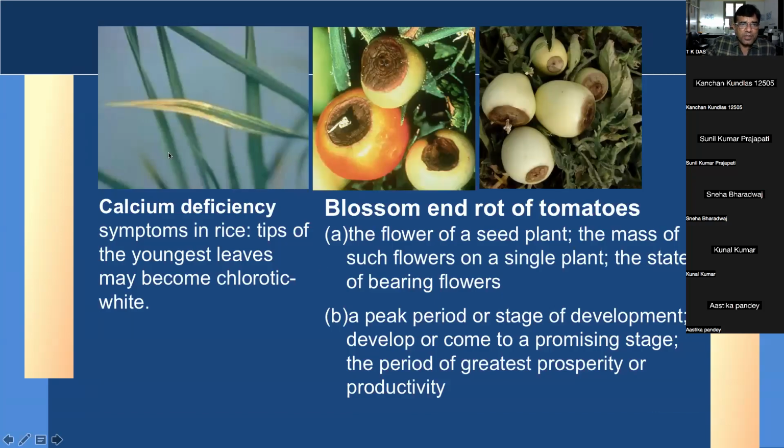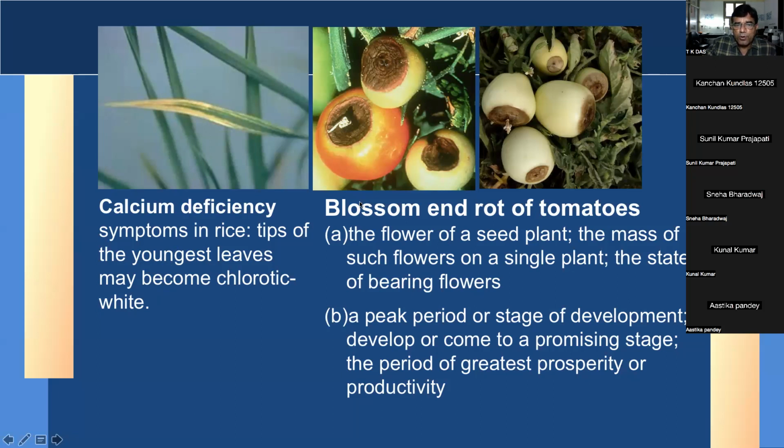And in rice, you can see on the left side, calcium deficiency symptom of rice. Tips of the youngest leaves may become chlorotic white. This is symptom of calcium deficiency in rice. And in tomato, you get blossom end rot of tomatoes.